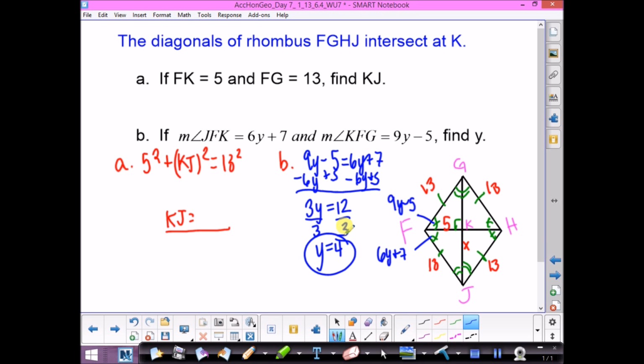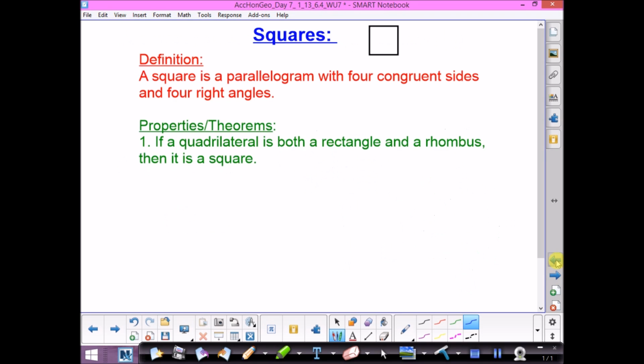So take a look at these problems, make sure you're able to solve for KJ, and if you have questions, bring them to class to discuss.